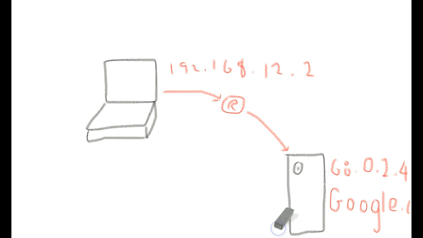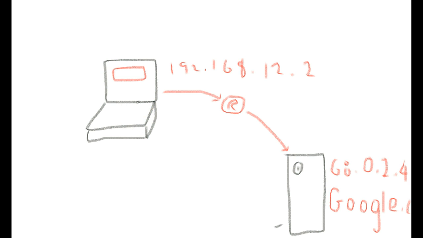What happens in these cases is that you want to talk to google.com. When you want to talk to google.com, you type google.com in your URL. Google.com is what you type here. You don't type 68.0.2.4. Not that you cannot, but in general, we human beings just don't do that. So we type in google.com.